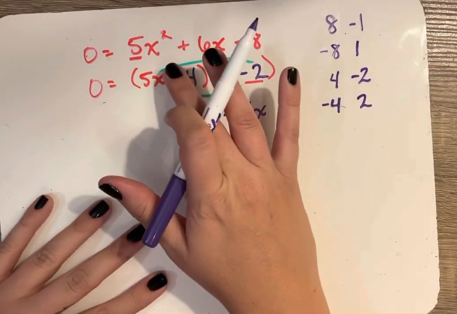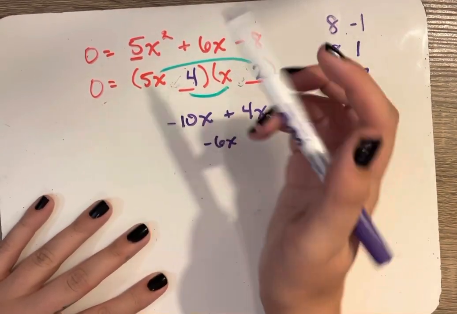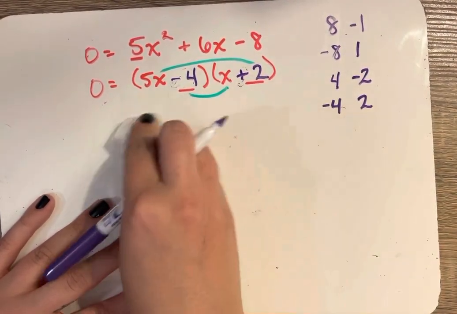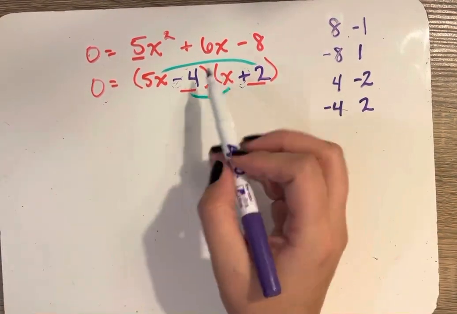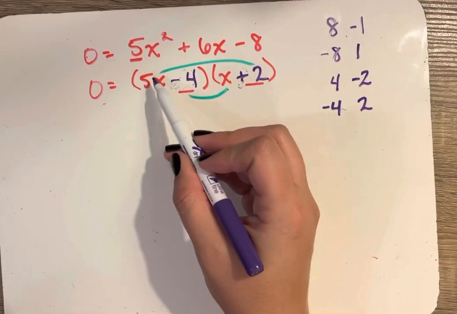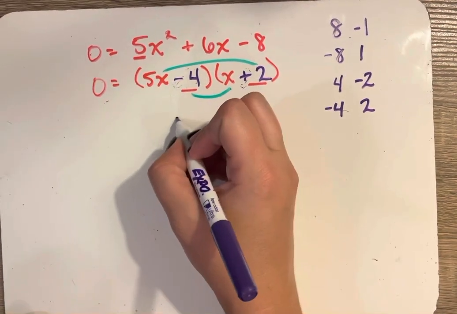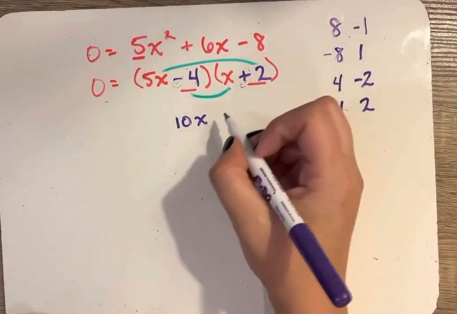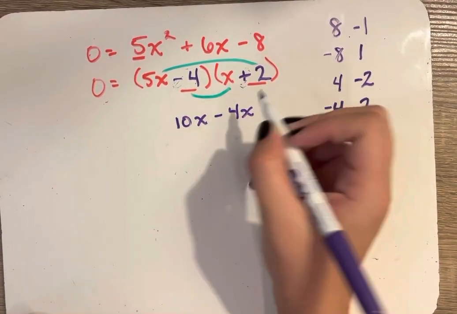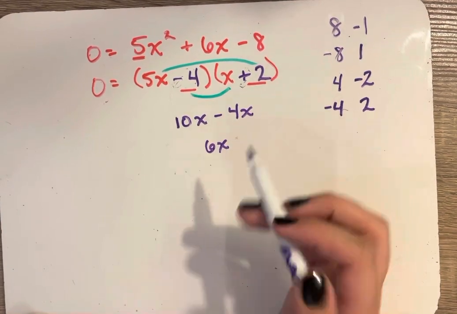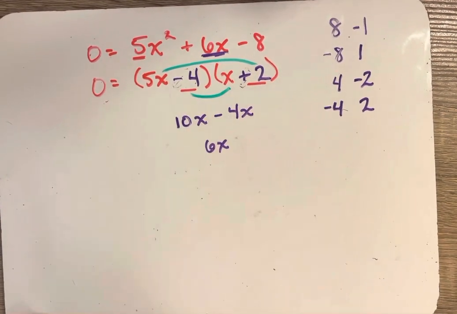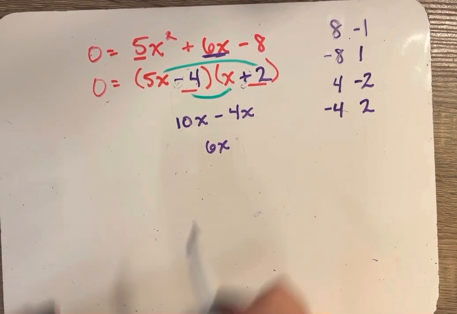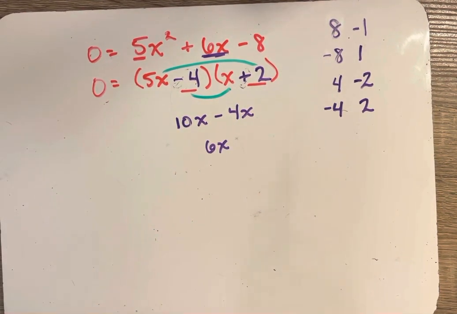So let's try just switching the signs so that it's +2 over here and -4. Now when I do 5x times 2, that gives me +10x. -4 times x gives me -4x. When I combine those, I get 6x, which is exactly what I wanted to get here. Okay, so I know that these are my two factors.